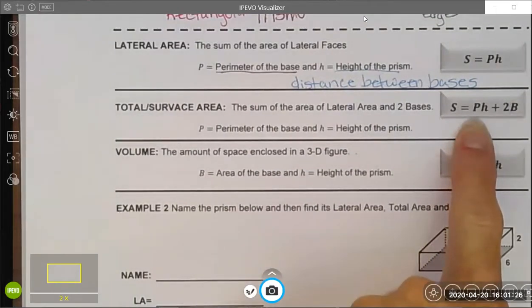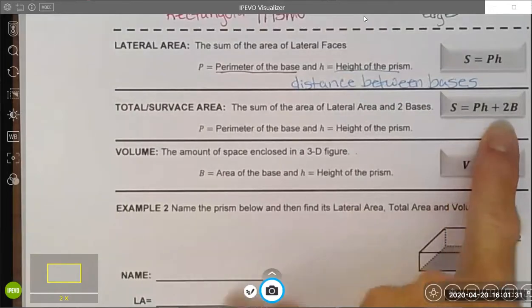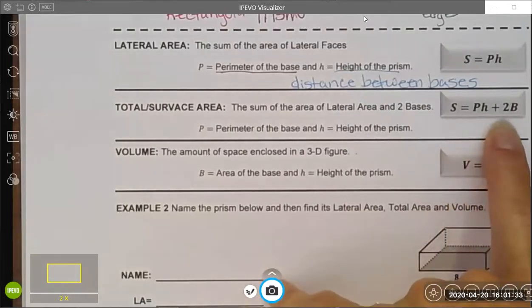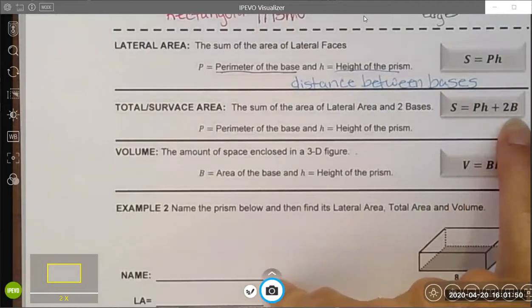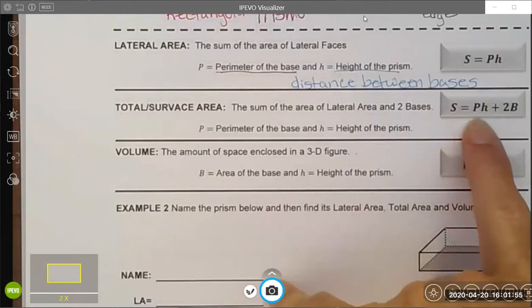All right, here's the formula for total surface area. It includes the formula for the lateral surface area. So I need the front, back, left, and right. But for total surface area, I also need to add in the area of the two bases. And that's what the 2B stands for. The B is capitalized because that's the area of the base. And that is a different notation than a lowercase b, which is often used to find area of a two-dimensional trapezoid or a two-dimensional triangle. So capital B, area of the base. Capital P, perimeter, and H is the height of the prism, distance between the two bases.